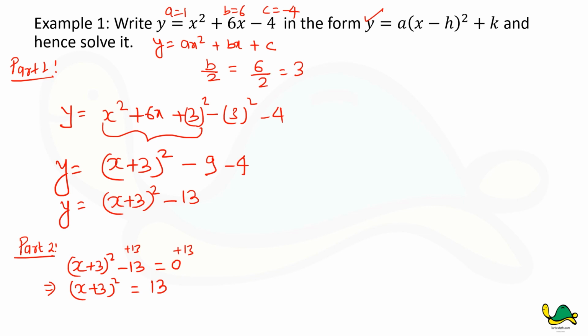I will take the square root of both sides. And when I take the square root, I will have x + 3 is equal to plus or minus root 13. Why plus or minus? Because I have got (x + 3)² is equal to 13. There are two possibilities. x + 3 can be positive root 13 or it can be negative root 13.